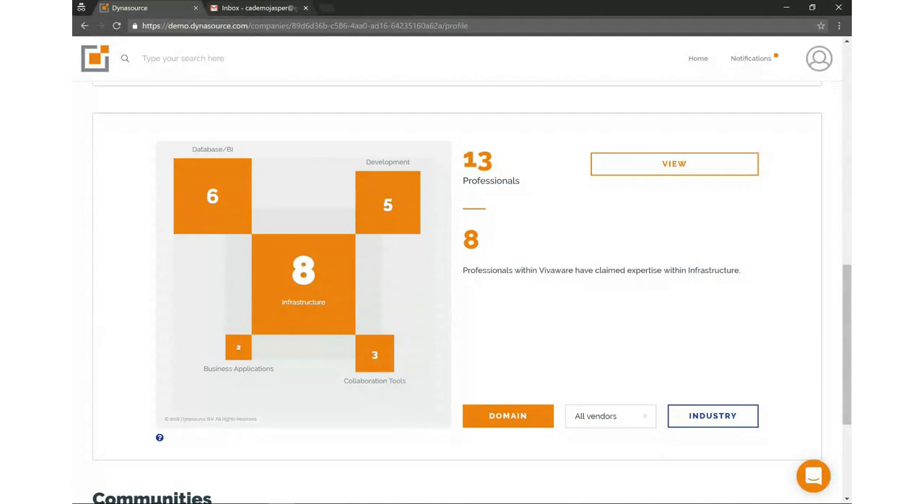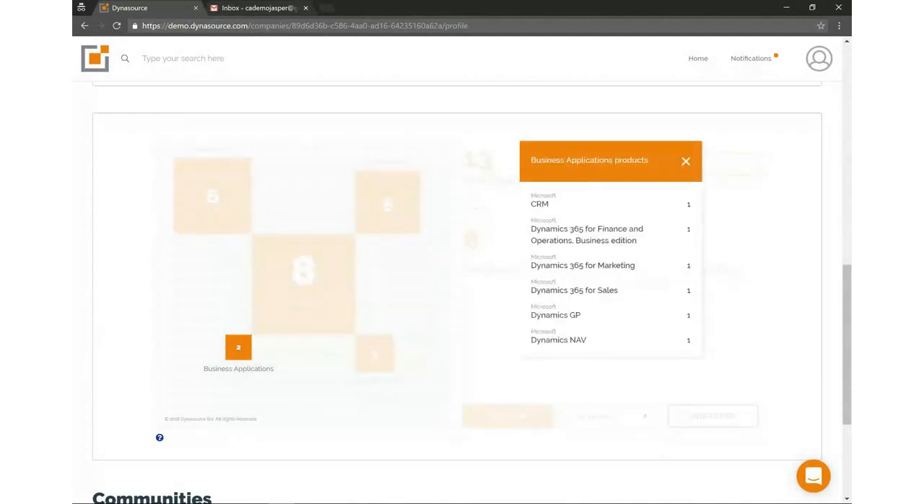I always like to give this example. If I click on business applications, I see that there's only one person who does something with Microsoft CRM. If I would look at their website, they would probably just say, hey, we do CRM, and that's it. And I wouldn't know how many people they are and how well they might be able to help me with my CRM project if I had any.